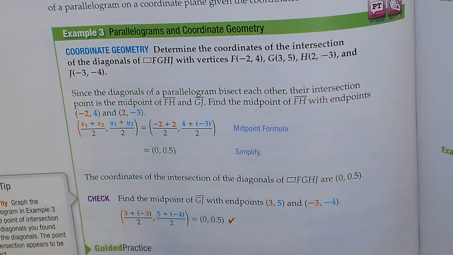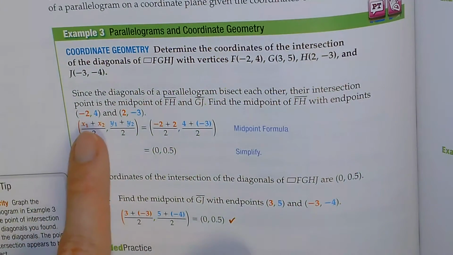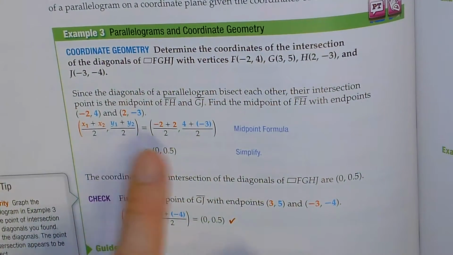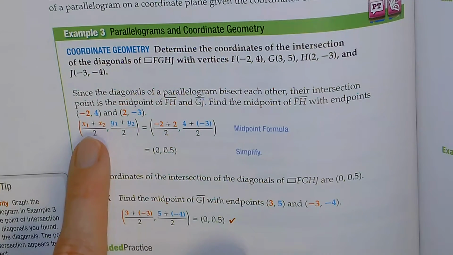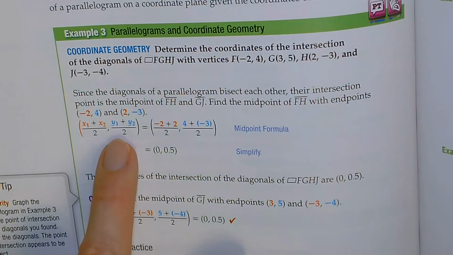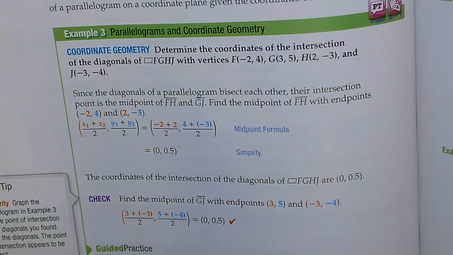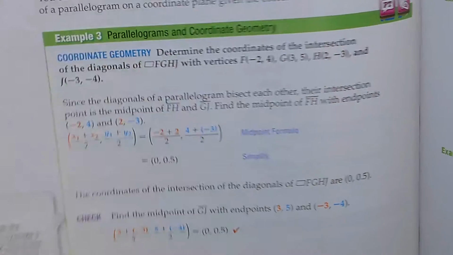and that's because the diagonals bisect each other. It gives you a midpoint. So I want to review this midpoint formula with you and show you that that's what we're going to be using. So notice that it's x1 plus x2 divided by 2 and y1 plus y2 divided by 2. So now I'm going to show you how they did that and how you would set that up.